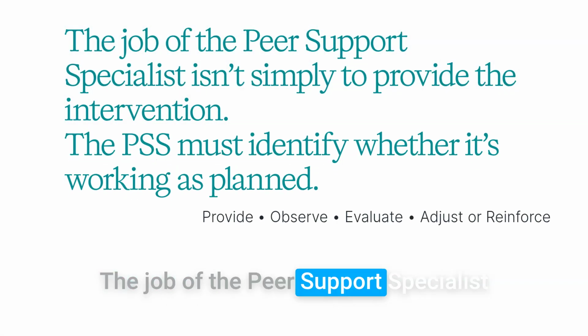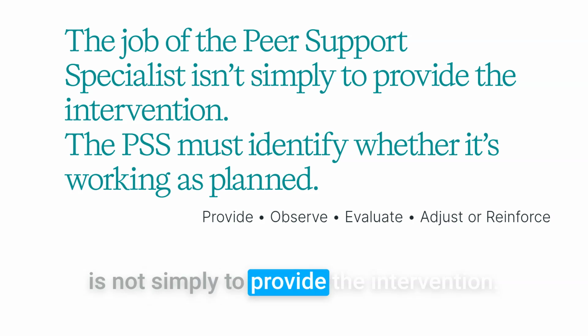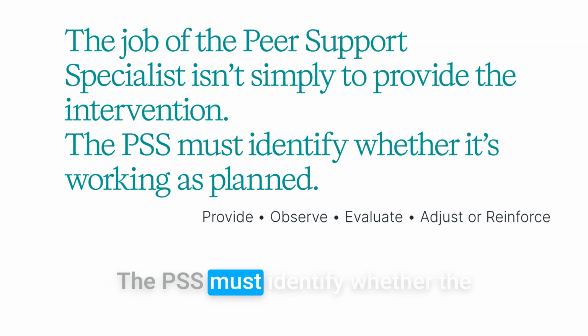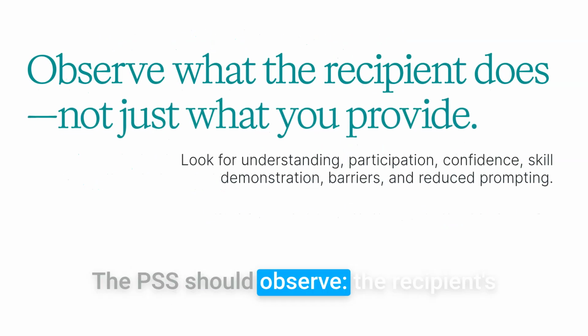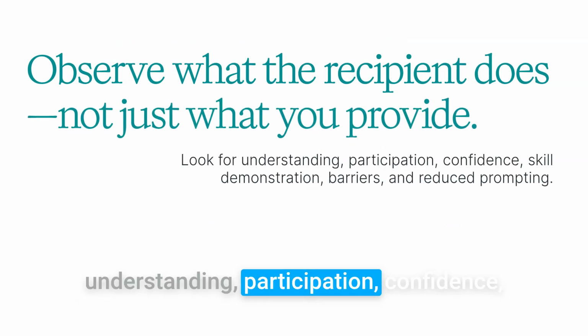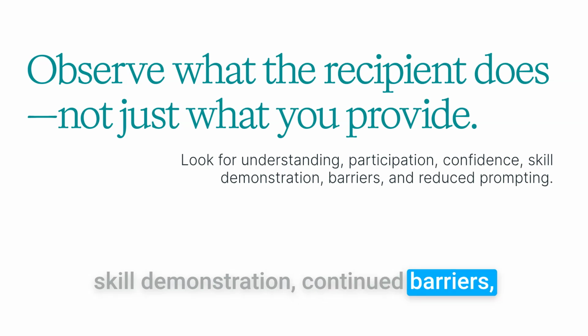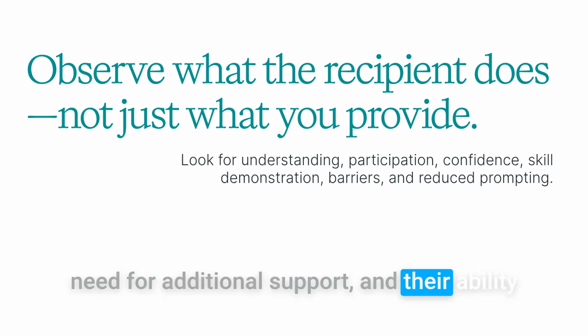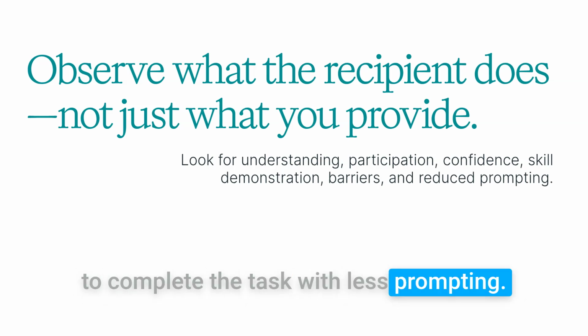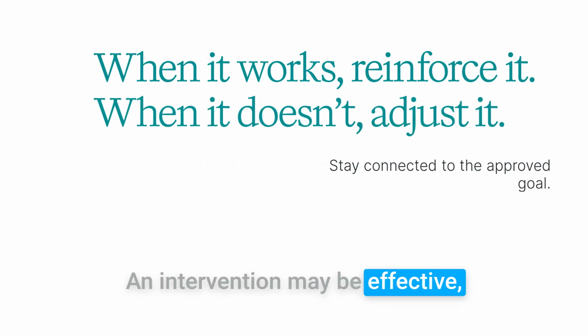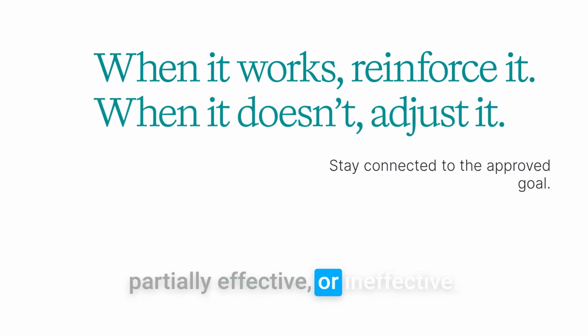The job of the peer support specialist is not simply to provide the intervention. The PSS must identify whether the intervention is working as planned. The PSS should observe the recipient's understanding, participation, confidence, skill demonstration, continued barriers, need for additional support, and their ability to complete the task with less prompting. An intervention may be effective, partially effective, or ineffective.